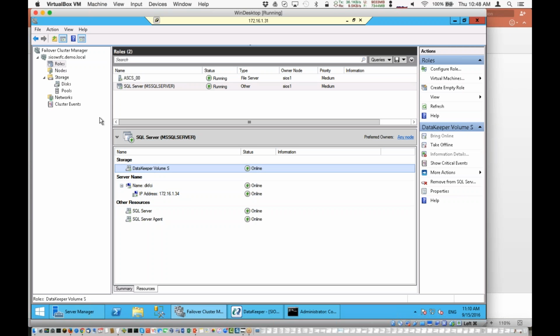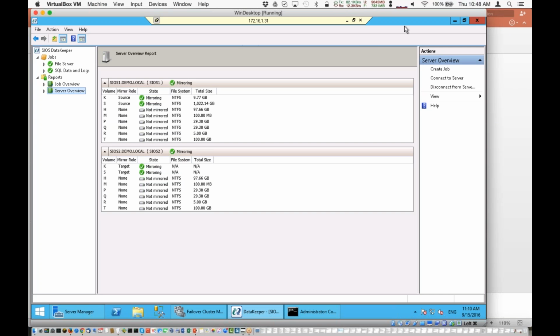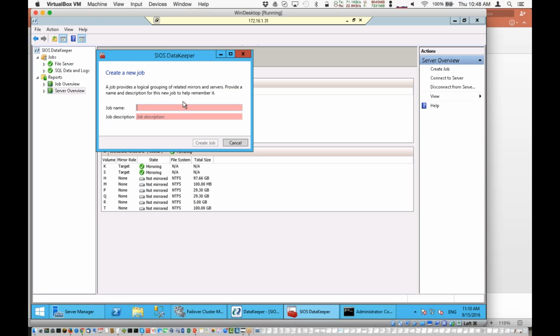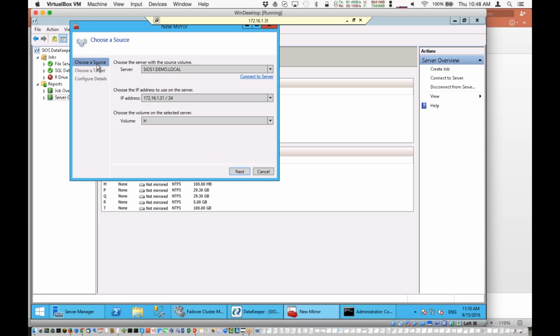The way that you get this into the cluster, let me go back to disks here, is you pull up the DataKeeper interface, and you can create a job. So I go in here and say create a job and go through a simple three-step wizard. I've got an R drive here that isn't mirrored just yet, and I'm going to replicate that and go through a simple wizard where I'm going to pick my source, my target, and my mirror options. So my source will be node 1, SIOS 1. I'm going to select the R drive to replicate.